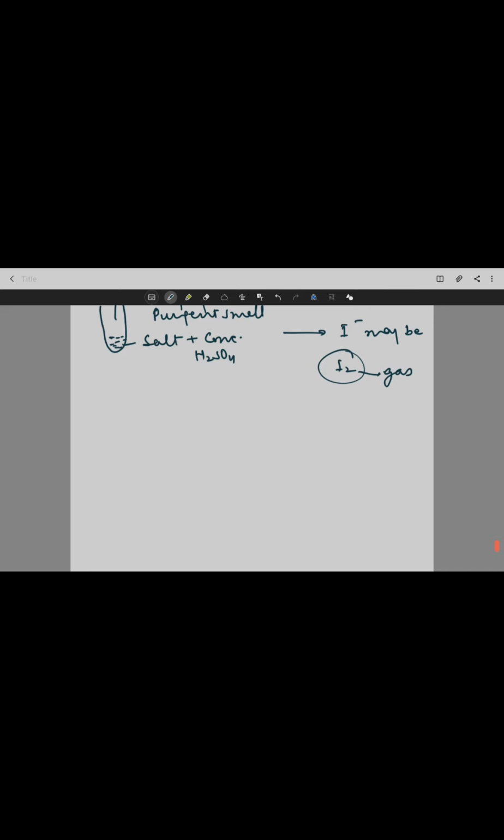It may be the possibility when we take the salt and concentrated H2SO4, we may get brown fumes.